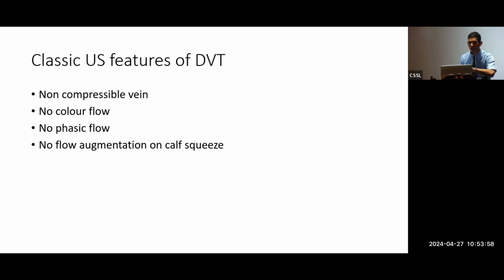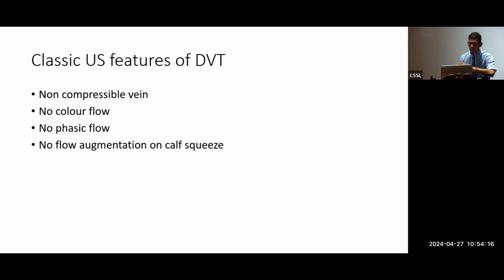So what are the classic ultrasound features of deep vein thrombosis? There are 4 features. The vein will be not compressible due to the thrombus within its lumen. And when you do color duplex, there will be no color flow. And there will be no phasic flow.